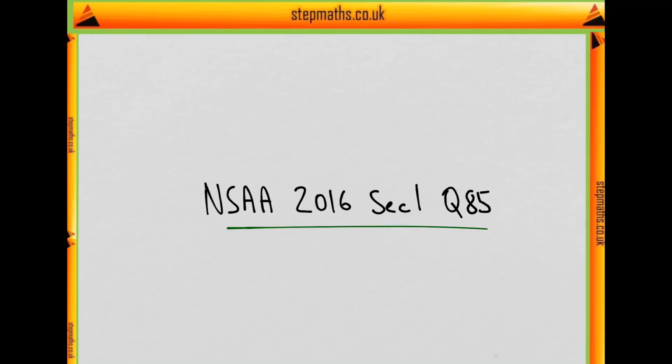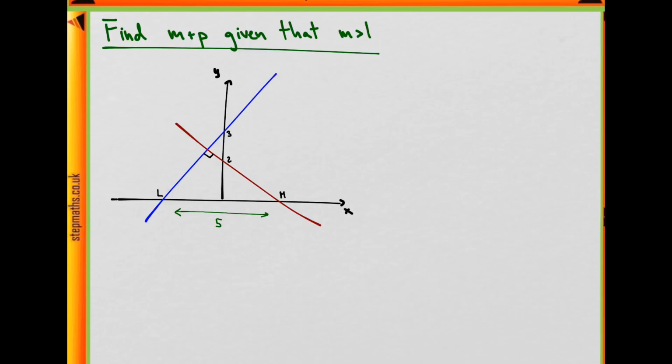This is question 85 from the 2016 paper. So in this question we are given two straight lines in the Cartesian plane, one with a gradient m, the other one with p, and also y-intercepts 3 and 2, and then x-intercepts L and m.